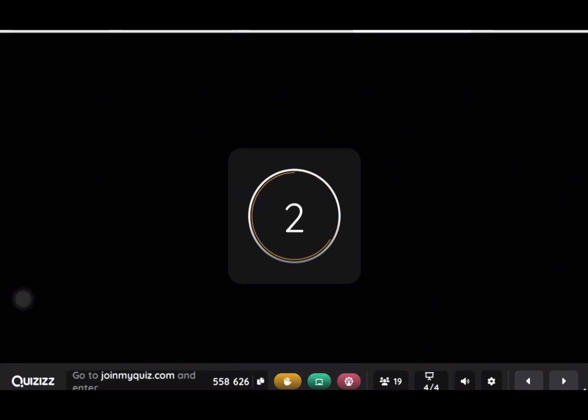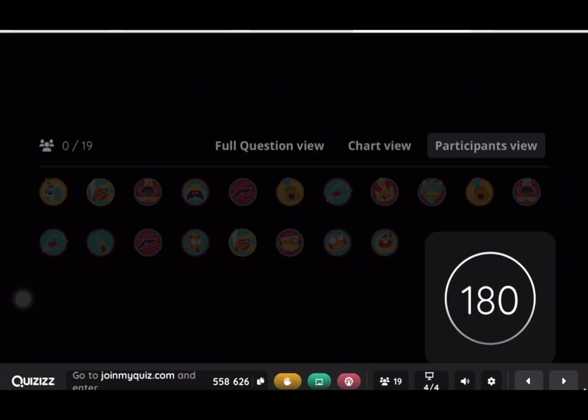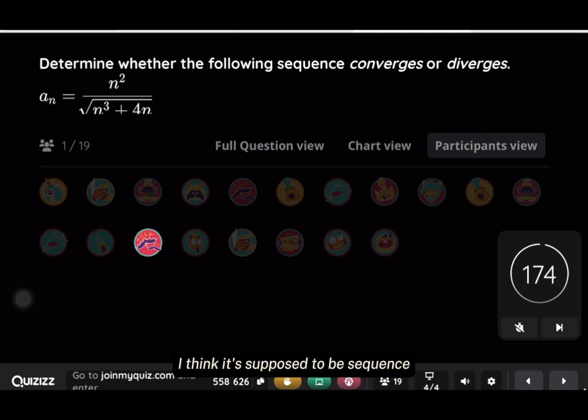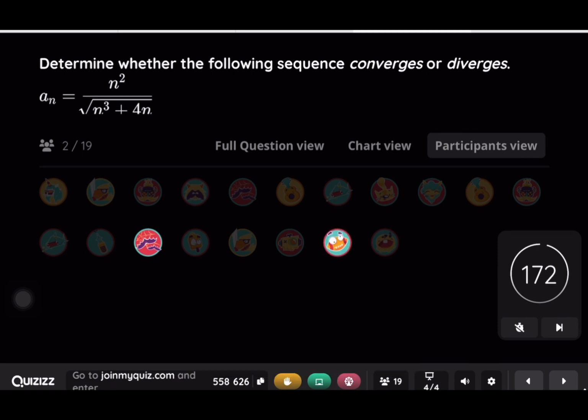One more. I think it's supposed to be easy, right? It's a sequence. It's a sequence. What you do is center.